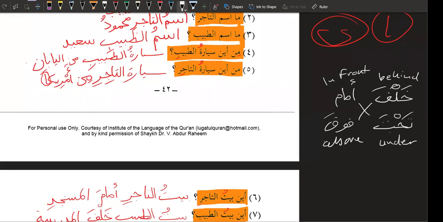So they make the noun that comes after them take a kasra. So for example, خلف المسجد, we say أمام البيت, تحت المكتب, فوق الكتاب.